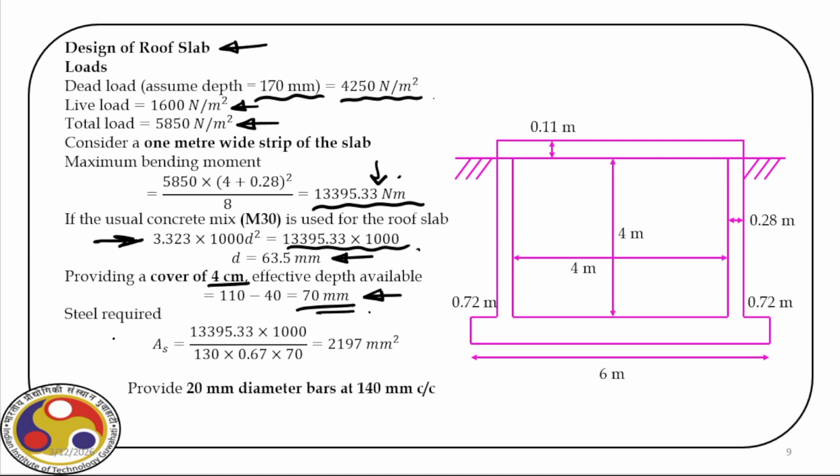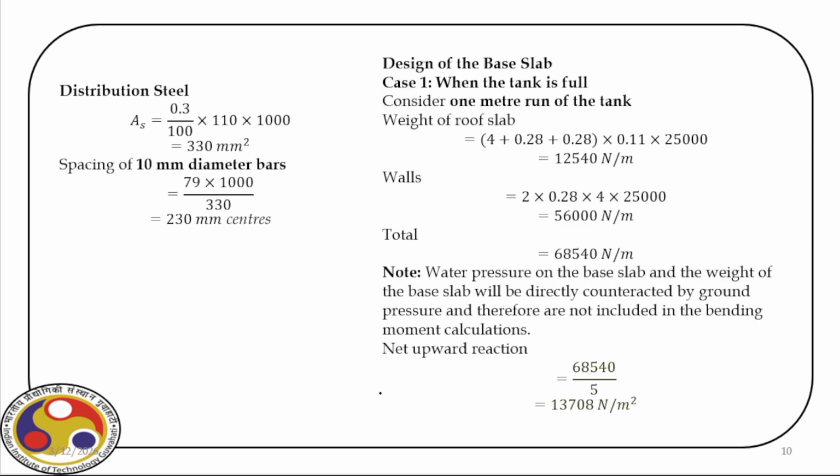Now based on that we can find out the steel requirement. The steel requirement is 2197 millimeter square. So we can provide 20 millimeter diameter bars at the rate of 140 center to center. Just check the spacing whether it is sufficient or not. That exercise I leave it for you. So again we have to go for the distribution steel. We provide 10 millimeter diameter bar with a spacing of 230 millimeter center to center.